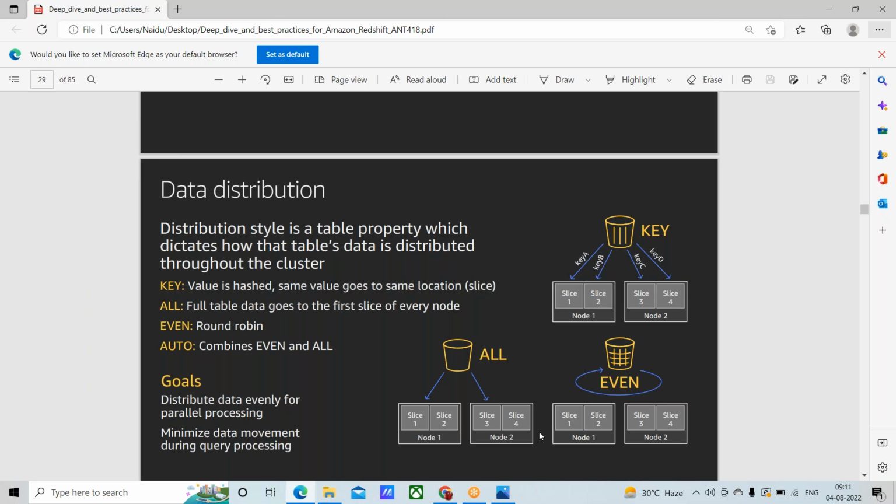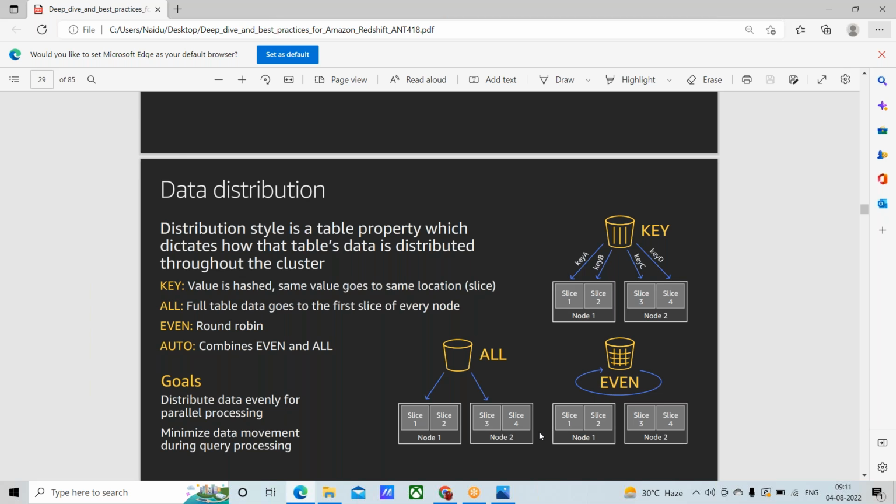Yeah, unique values will be evenly distributed. If there is a repetition of the value, or duplicates, they will all be put into the same slice. For example, all the tens will go to one slice.